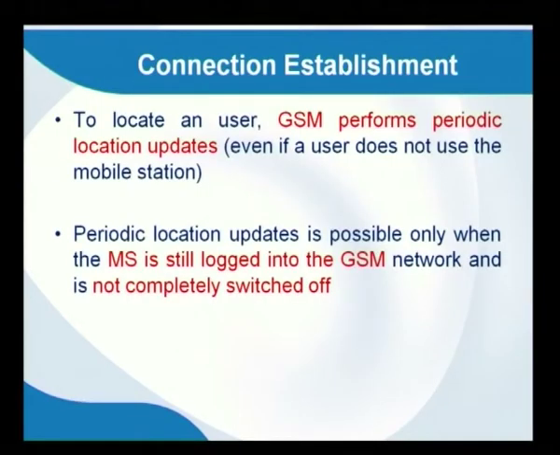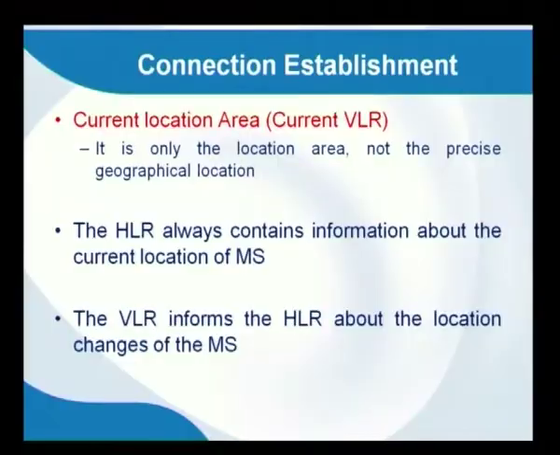The periodic location updates are possible only when the MS is logged on into the GSM. For example, if a mobile user has switched off his mobile, then the GSM network is not able to locate that user. So, to do the periodic updations, the user has to be still logged into the GSM network and the mobile station should not be switched off. In the previous lectures, we have discussed the visitor location register. This register or this database is responsible for doing the periodic updations of the users.